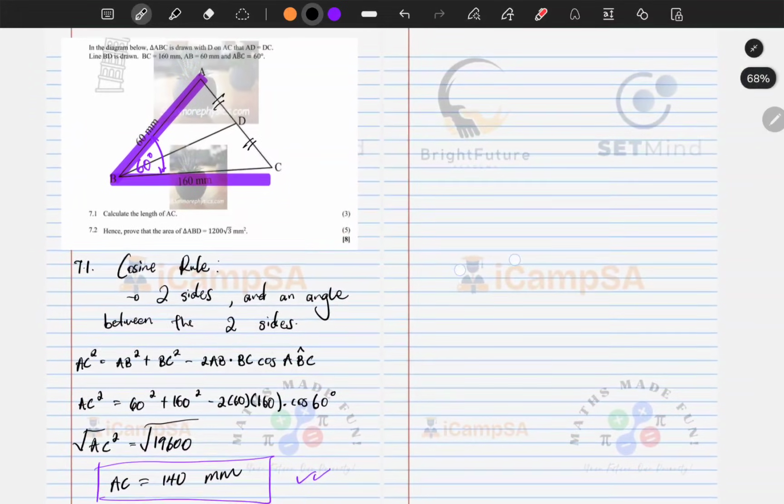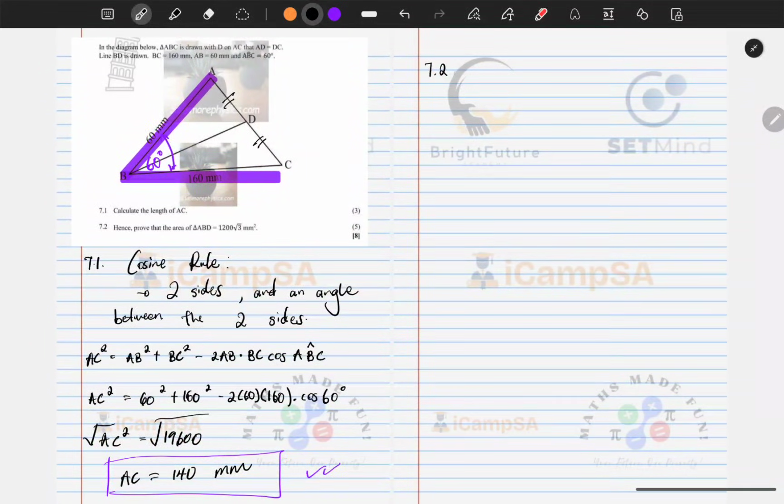Now let's look at 7.2. Prove that the area of triangle ABD is equal to 1200 root 3 millimeter squared. That's what we are required to prove.